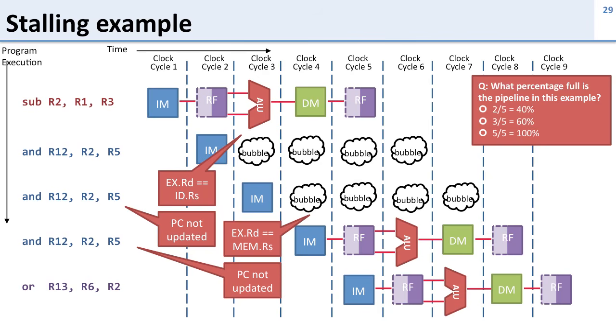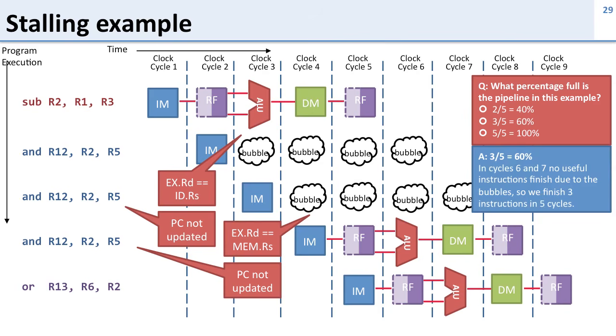So when we've done this, we've inserted these bubbles in the pipeline, what percentage is the pipeline full in this example? How much useful work is there in the pipeline? Well, the answer is only 60%. So in the picture you see here, we have 3 instructions finishing in 5 cycles. In clock cycles 6 and 7, we just have bubbles, so we don't do any useful work. So again, the efficiency of the pipeline is dependent on keeping it full of useful instructions.